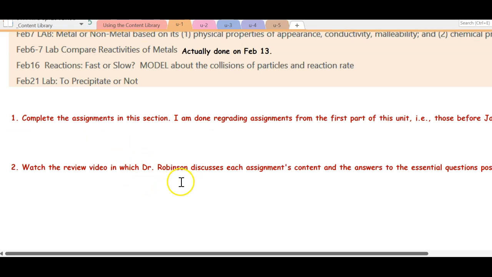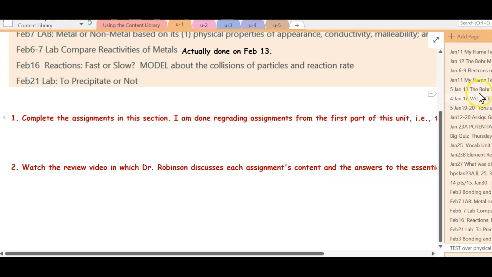So the first thing to get ready for the test is to complete the assignments in this section. I'm done regrading assignments from the first part of the unit, that is those below January 30th, but I want you to finish all the others to prepare and then watch the review video that I'm discussing right this very minute.